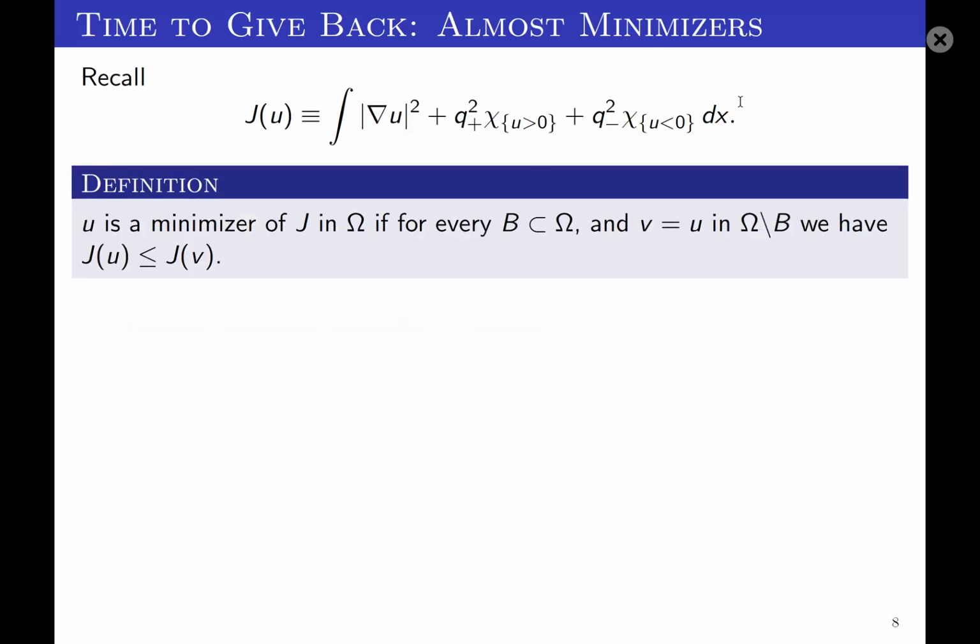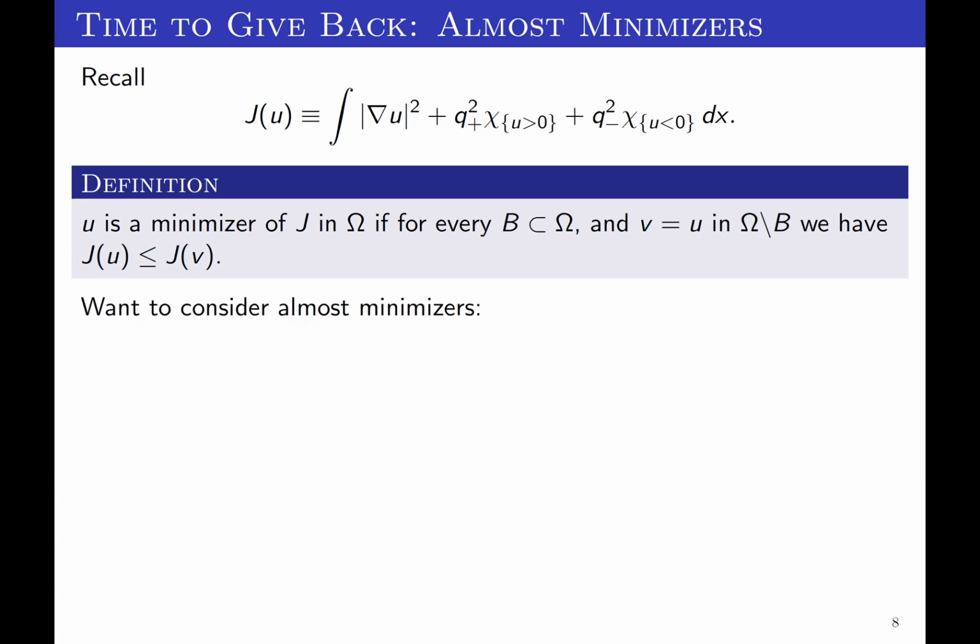Great. So before we give back, we need a couple of definitions. Recall, this is the functional we care about. And let's do a definition. U is a minimizer of J if for every ball inside the set and for every competitor which is equal to U outside of the ball, we have that the energy of U is less than the energy of the competitor. Right? This is a standard definition of minimizing in the calculus of variations.